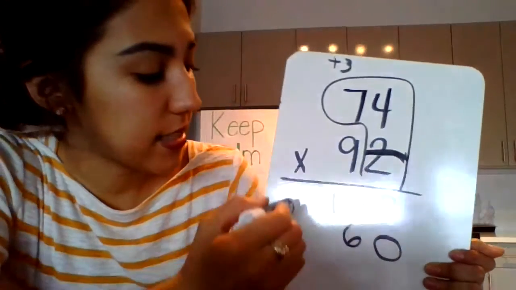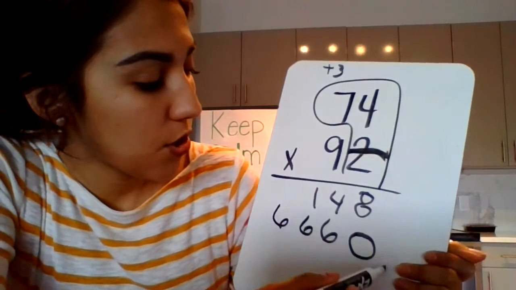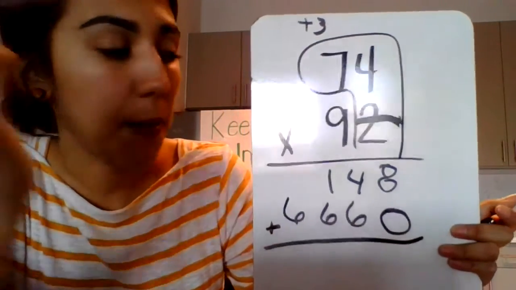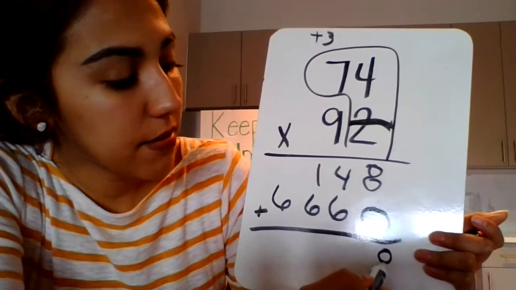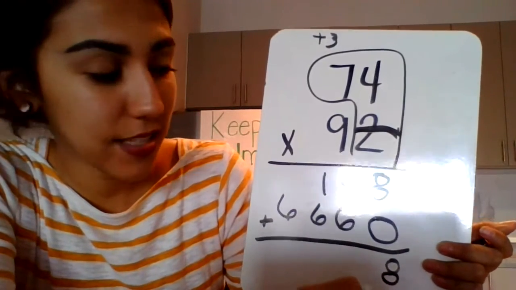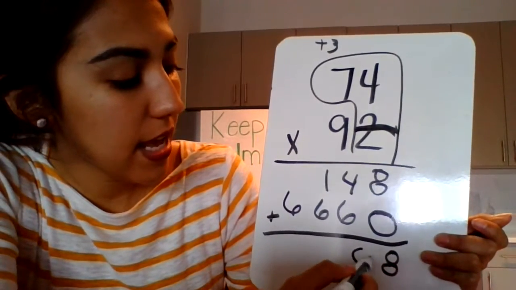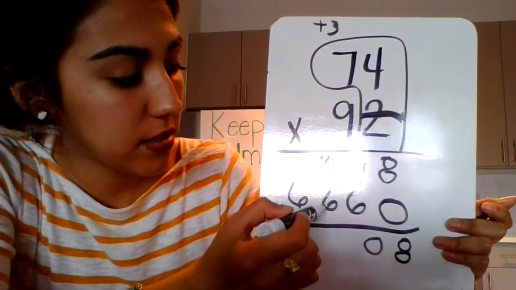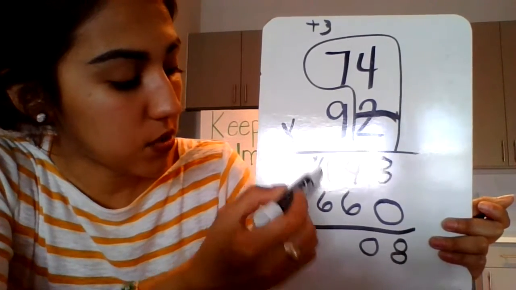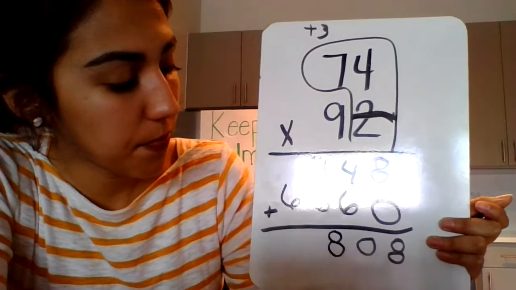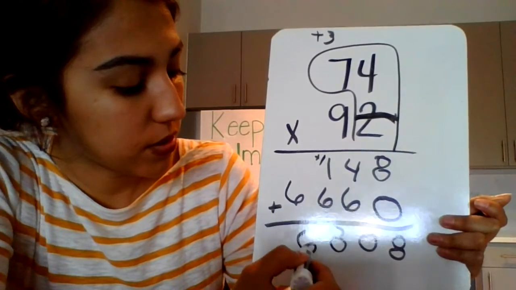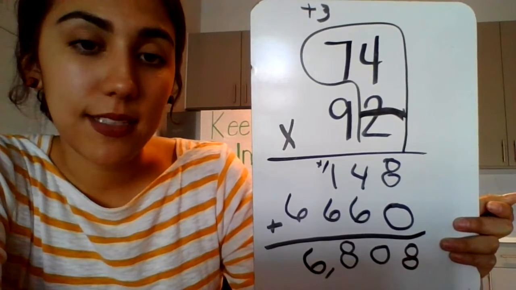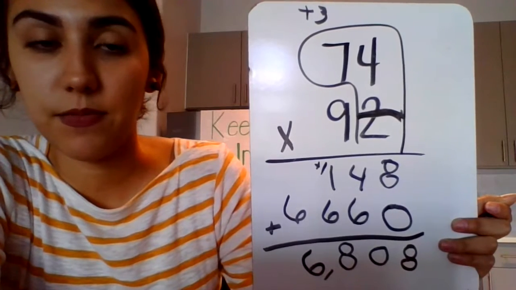Plus 3 is 66. Notice how all my numbers are lined up by place value so I don't get them mixed up. 8 plus 0 is 8. 4 plus 6 is 10. Drop the 0. Carry the 1 to the next place value. 6 plus 1 is 7. Plus 1 equals 8. And 6 plus nothing equals 6. The product to this multiplication problem is 6,808.